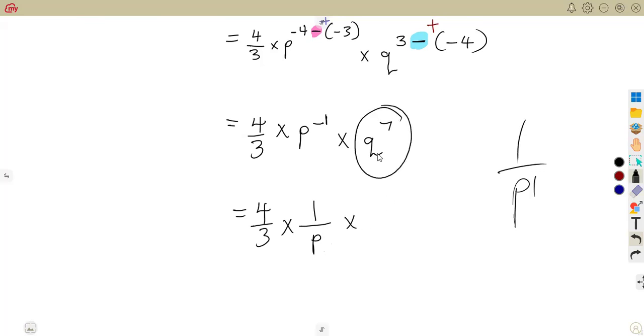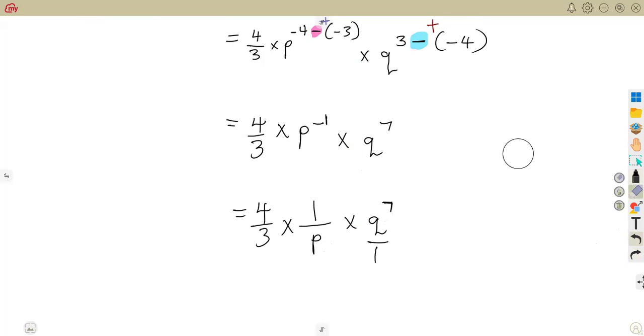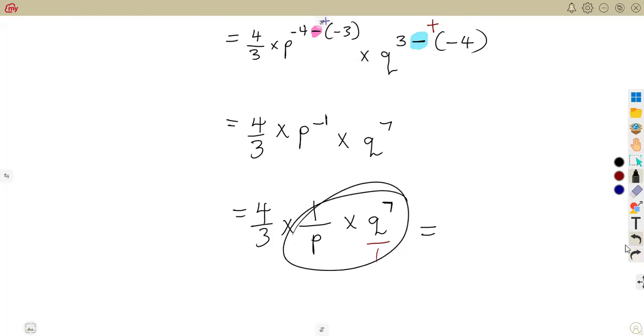So the Q is already raised to a positive exponent. This 7 is positive, so it remains as it is. So this is over 1. Remember what I was explaining, that every whole term is the same as over 1. Since we are under multiplication, we can write Q to the exponent of 7 over 1 so that we can simply multiply the numerators together. There's nothing more we can do now, there is no law to be used. We do not have a P and another P, they are different. These two cannot be combined.